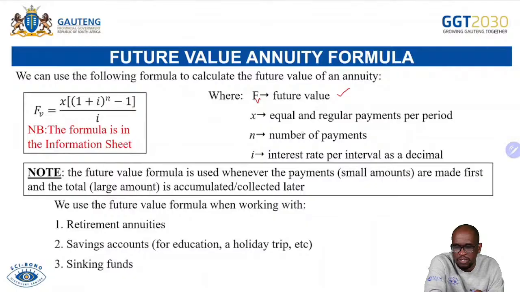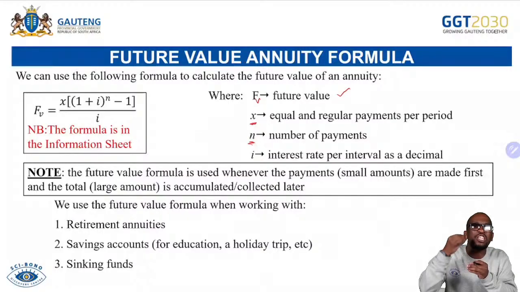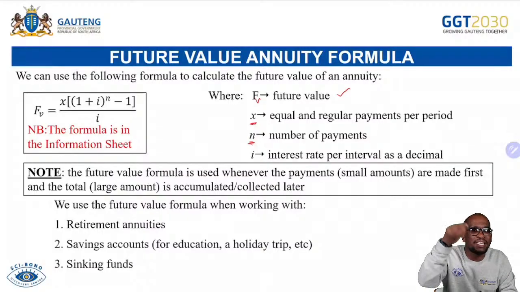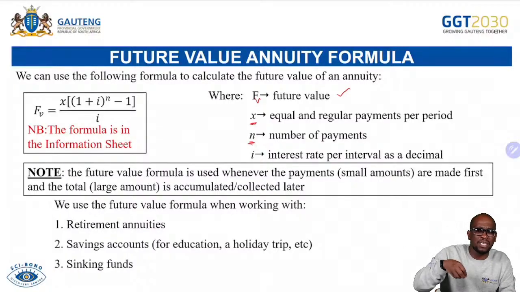X represents the equal and regular payments per period. If you are paying 500 every month into that investment account, X is that amount. N represents the number of payments. This N is different from the N in grade 10 and grade 11, because there, N represented the duration for which the amount will stay in the account. But here, N represents the number of payments that you are making.